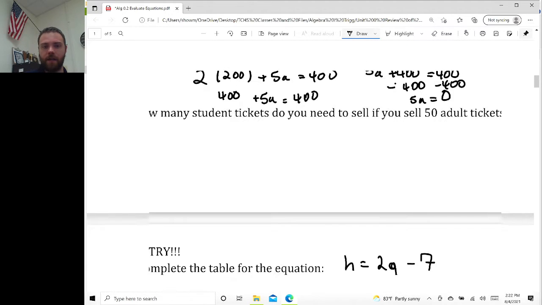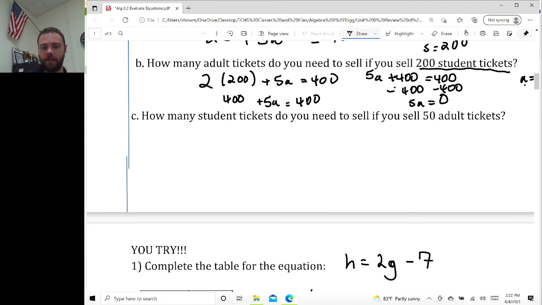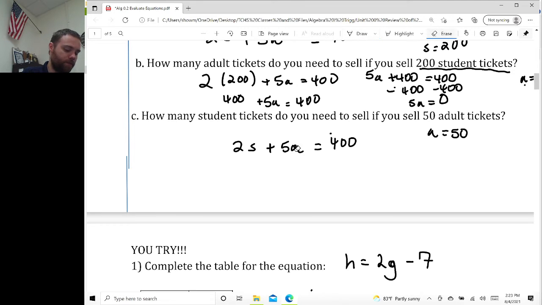And it says, how many student tickets do you need to sell if you sell 50 adult tickets? Well, all we have to do is take that same equation, and instead of plugging something in for S, now we're going to plug something in for A, because they give us the number of adult tickets here. So A equals 50. So I've got 2S plus 5A equals 400. But instead of putting that variable there, I'm going to put in 50.